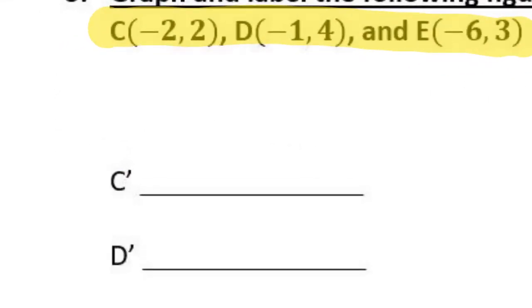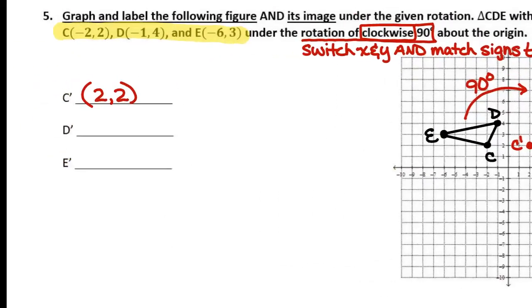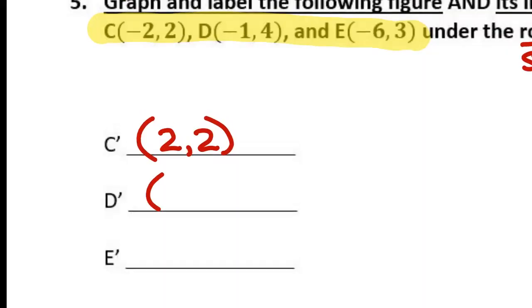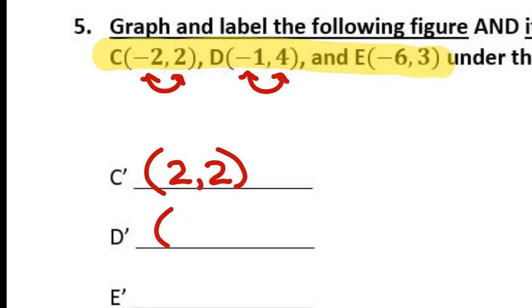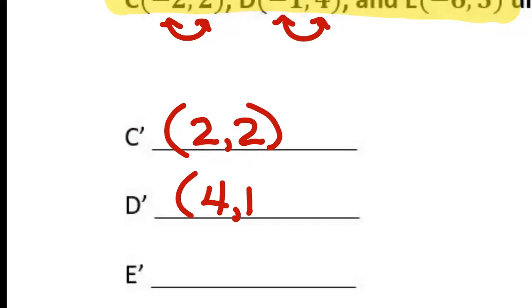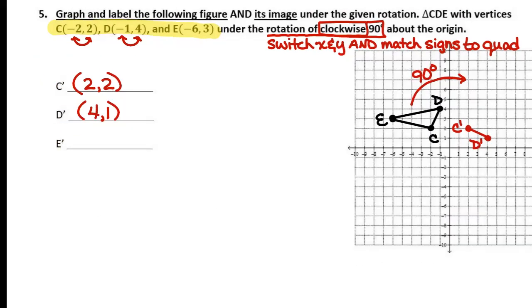So I'm going to switch the X and the Y for C prime, and I'm going to make sure that both of them are positive. So that would be 2, 2 for C prime. Then for D prime, we switch the order of the numbers and make sure they're both positive, so we get positive 4, positive 1. Positive 4, positive 1 would be right here, so there's my D prime. I can go ahead and start connecting those now so that I don't forget to do it later.